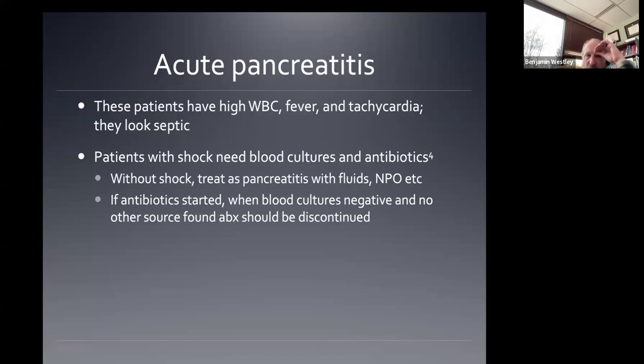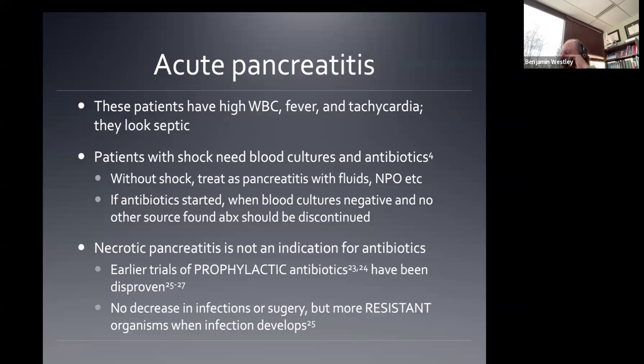So if somebody is not in shock, they just have fever, some tachycardia, you can treat them as pancreatitis with fluids, et cetera. But if it's ICU, they're in shock, they're unstable, they need antibiotics and blood cultures. And then if the blood cultures don't grow and all they have is pancreatitis, then the antibiotics really ought to be stopped after 24 to 36 hours.